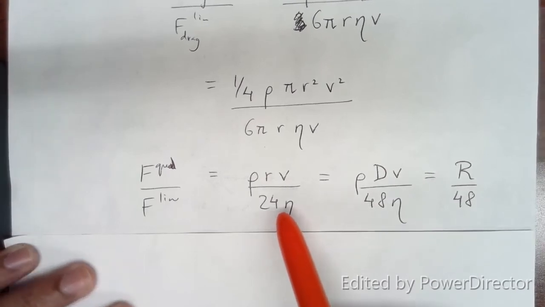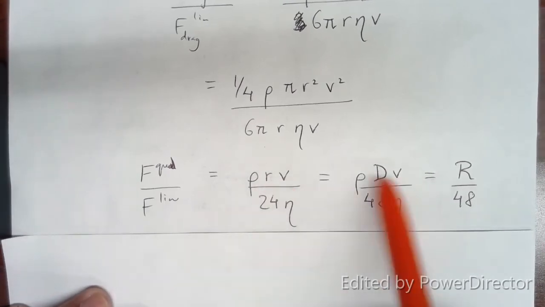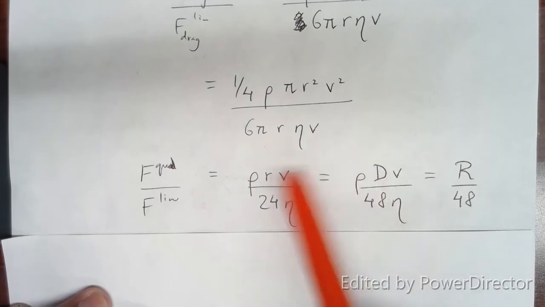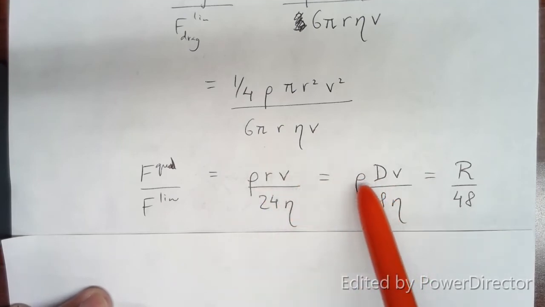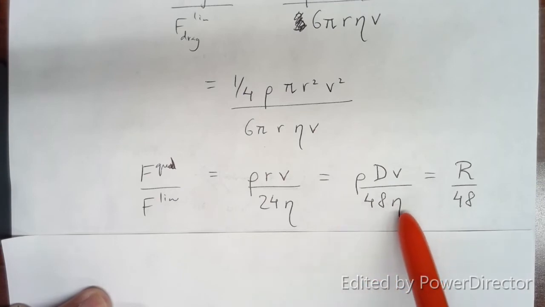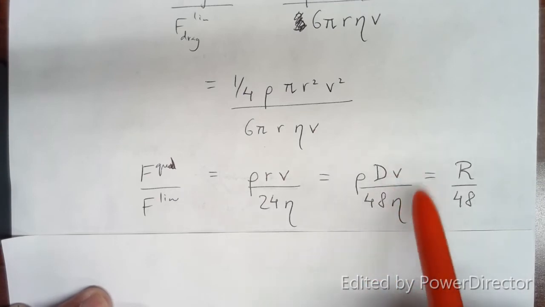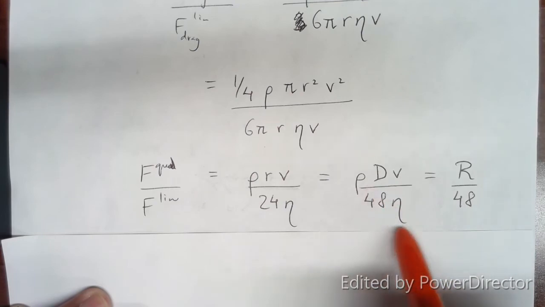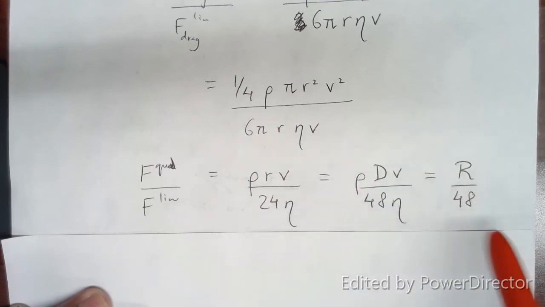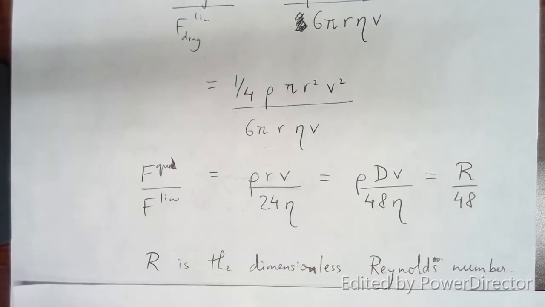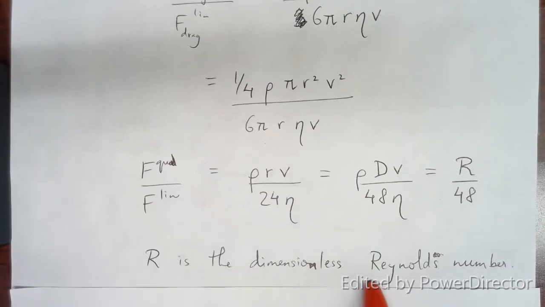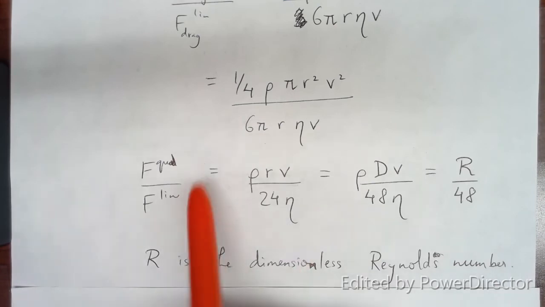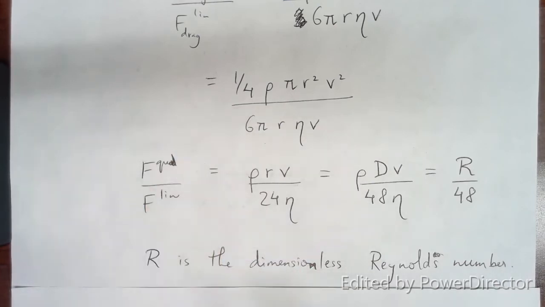It's common to, instead of using the radius, use the diameter, so we can multiply the top and bottom by a factor of 2 and get rho times d times v divided by 48 eta. And this combination, rho d v over eta, is denoted by R, and so we have R over 48, where R is the dimensionless Reynolds number. You can see it's dimensionless looking at this side. A force over a force cancels out the units, so it's dimensionless.